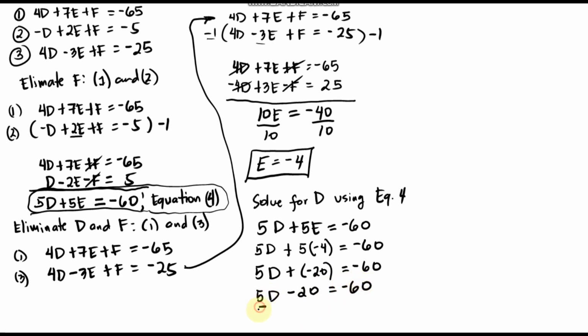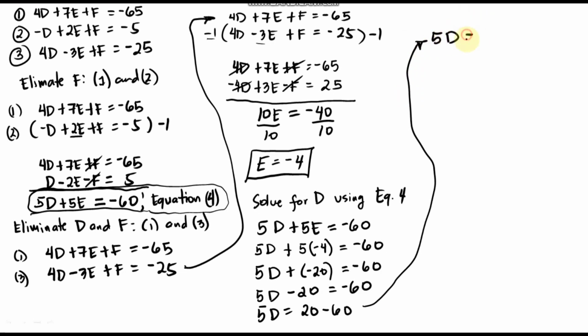Isa-isahin natin. So 5d equals, pag i-transpose natin ito sa kabila, magiging positive. So that is 20 positive minus 60, so we have 5d equals 20 minus 60, that is negative 40. Then divide both sides by 5. So anong value ng d natin? So negative 40 divided by 5, that is negative 8.